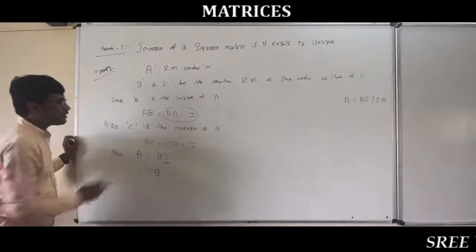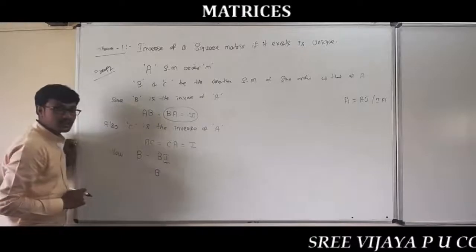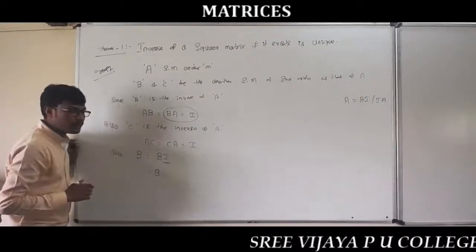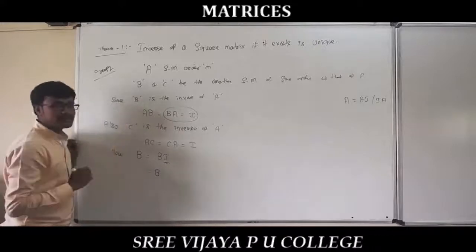So what we can take is that AB equals BA equals I, AC equals CA equals I. But what can we prove here? We can prove that both B and C must be equal.